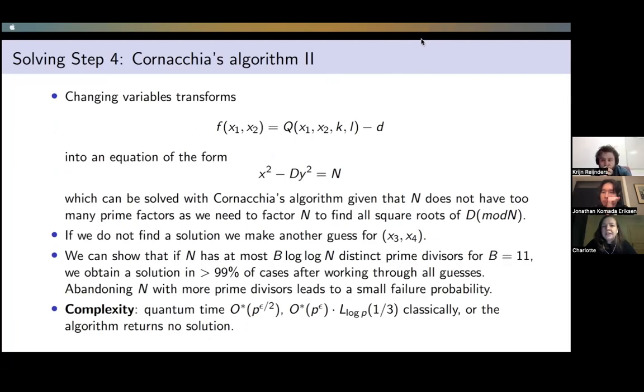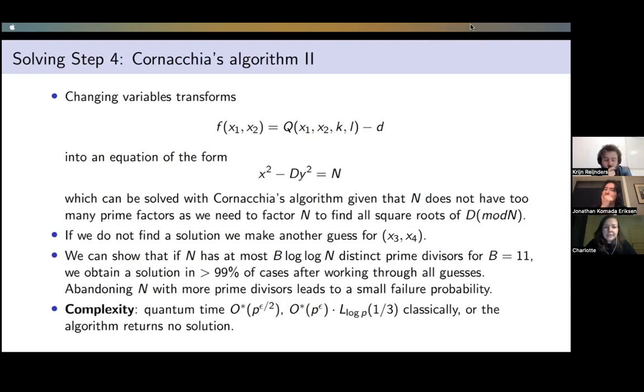And the only requirement that Kornakia has on the parameter sizes here is that we need to find some square roots modulo n, which means that in the end, eventually at some point while running the algorithm, we have to factor n. And this is only really feasible if we have some sort of bound on the number of distinct prime factors.